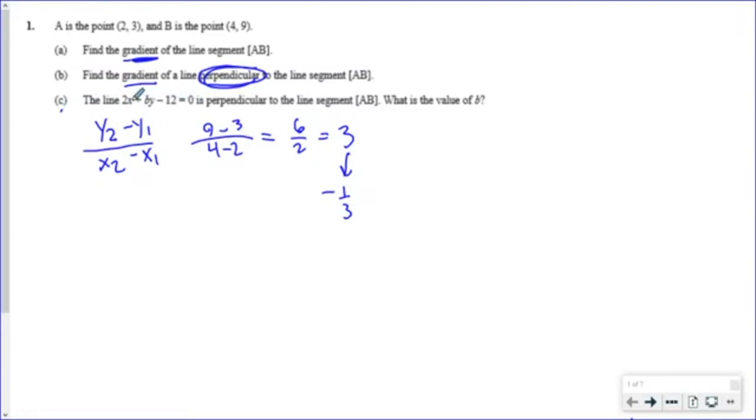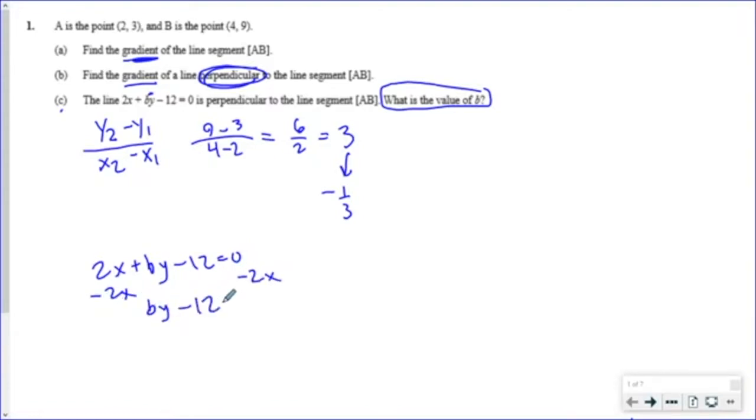Part C. I've got to change it to this form with an equation of the line. I always start where they asked me to start. It says, what is the value of b? So I've got to figure out what this is right here. Put this in a form that you recognize: 2x plus by minus 12 equals 0. Let's change it to y equals mx plus b form. So I'll do minus 2x on both sides. by minus 12 equals negative 2x. And then plus 12 on both sides, and I get by equals negative 2x plus 12.